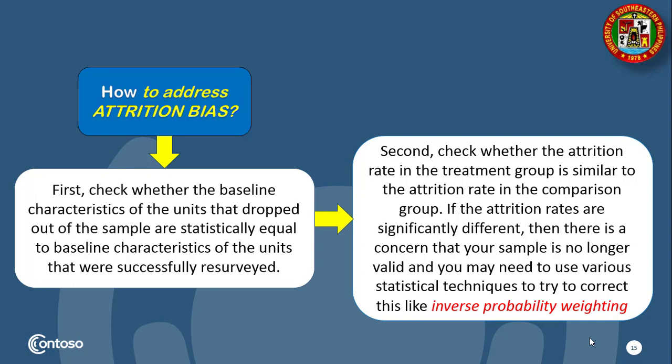If the attrition rates are significantly different, then there is a concern that your sample is no longer valid, and you may need to use various statistical techniques to correct this. One common method is inverse probability weighting, a method that statistically reweights the data, in this case, the follow-up data, so as to correct the fact that a portion of the original respondents is missing. The method reweights the follow-up sample so it looks similar to the baseline sample.